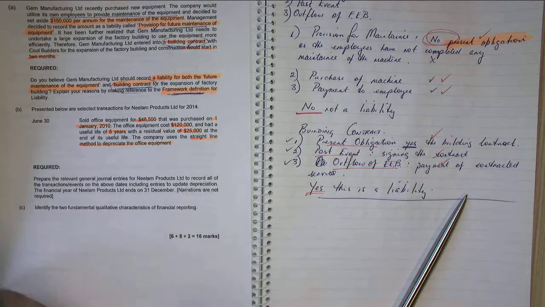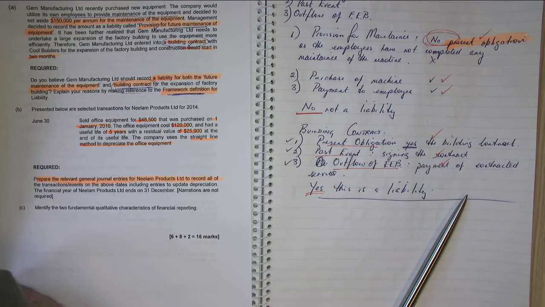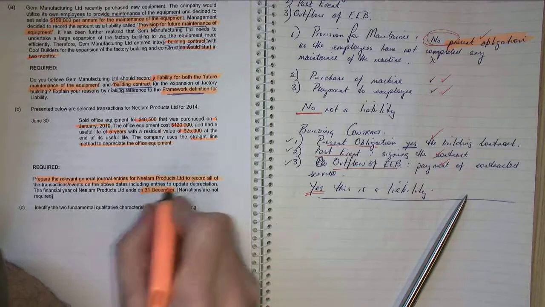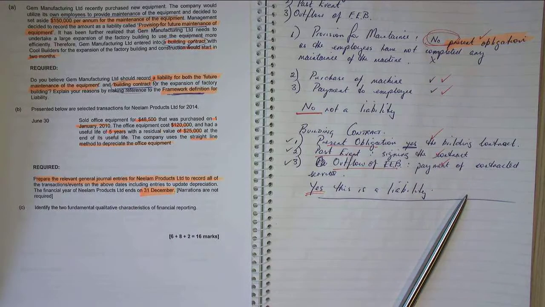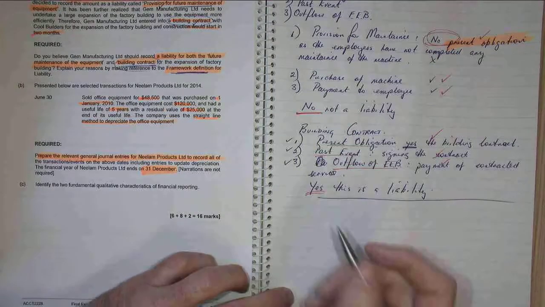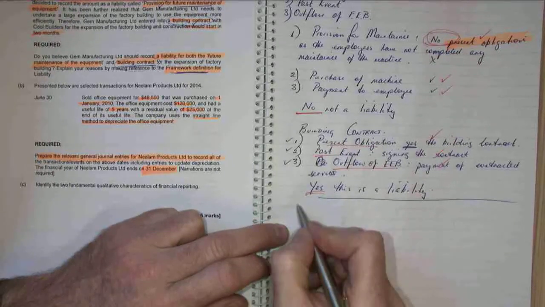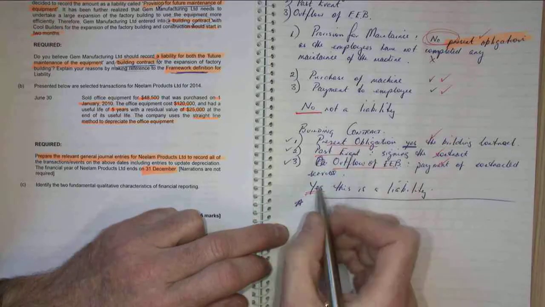The office equipment. Prepare the relevant journal entries to record all the transactions on the above dates, including entries to update depreciation. The financial year for Nellum ends on the 31st of December. Narrations are not required. Okay, so let's have a look at my depreciation calculation. Annual depreciation. Let's go B.